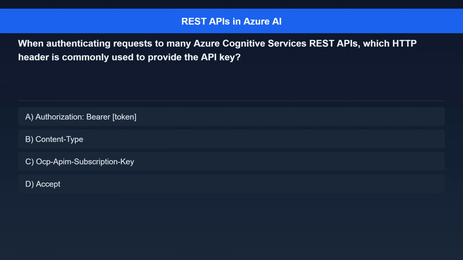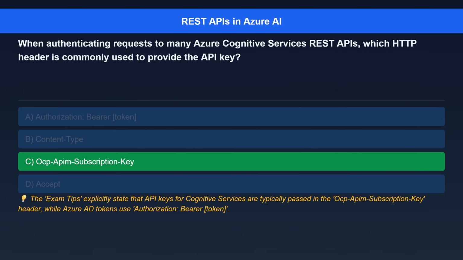Option A. Authorization bearer token. Option B. Content-Type. Option C. Ocp-Apim-Subscription-Key. Option D. Accept. The correct answer is Ocp-Apim-Subscription-Key.